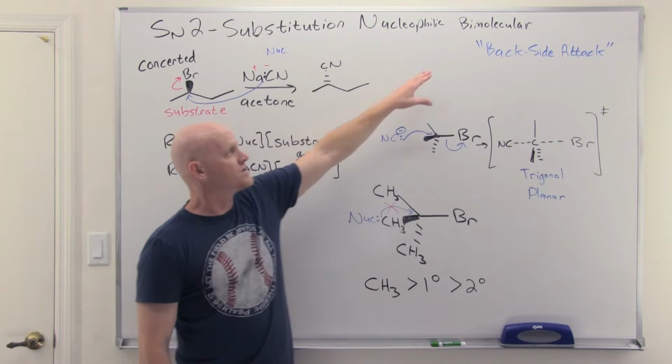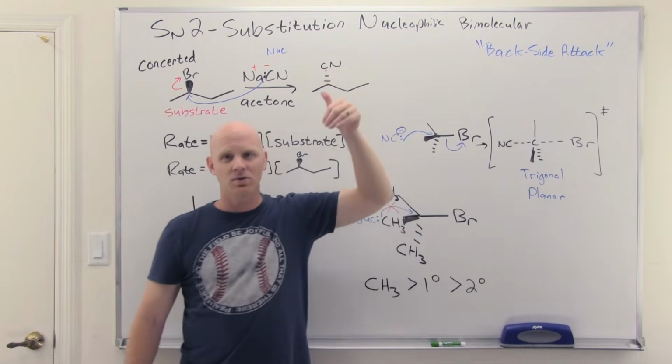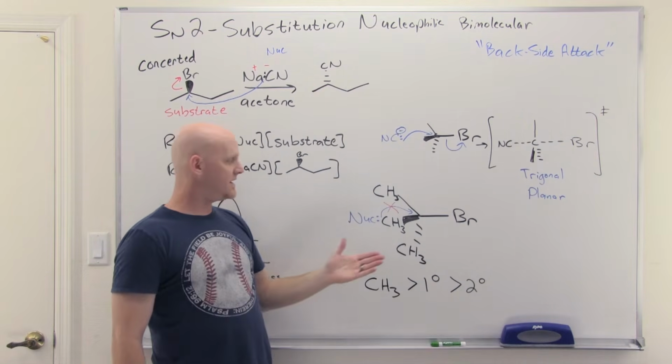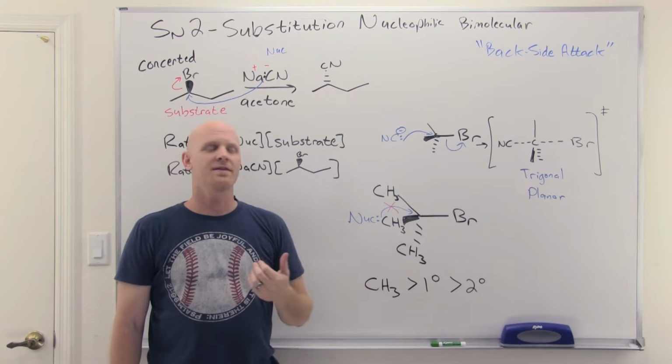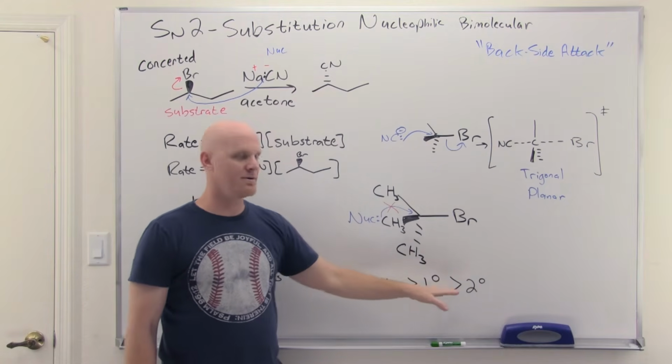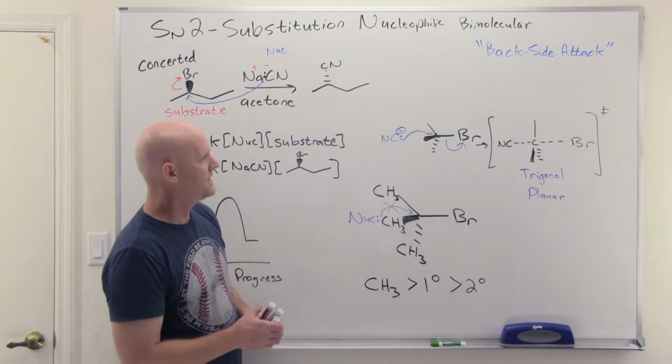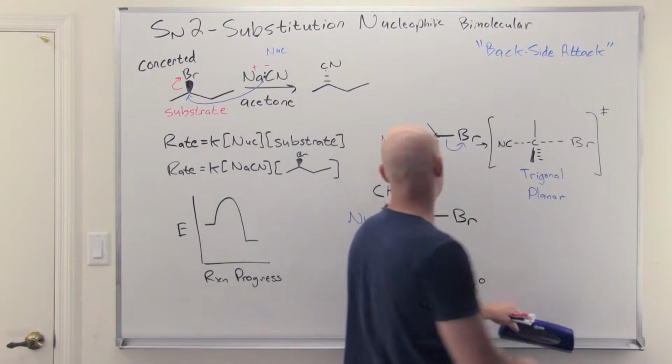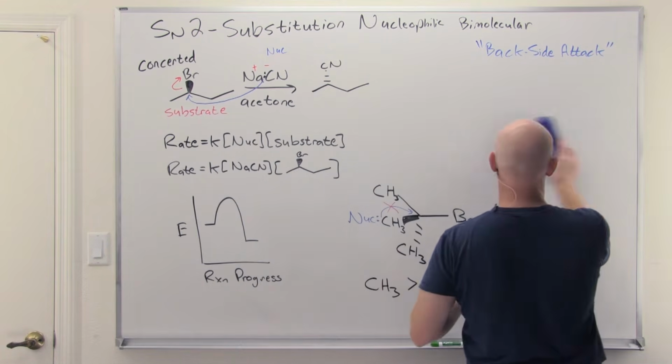Cool, and as long as you remember that we're doing backside attack for SN2, you want the least amount of steric hindrance on your substrate possible. And that again is going to happen for methyl, then primary, then secondary. Now, one other thing you should be aware of when it comes to substrate effects.